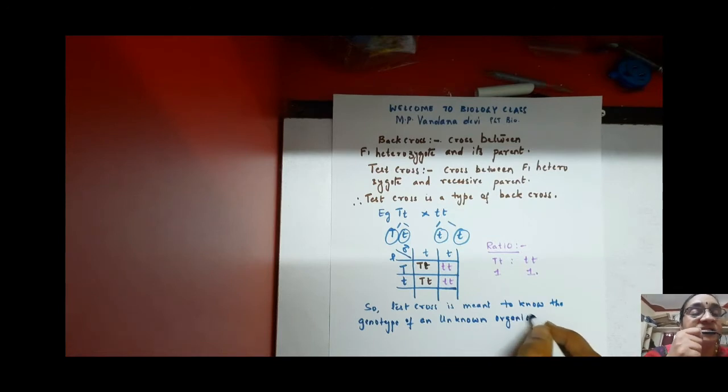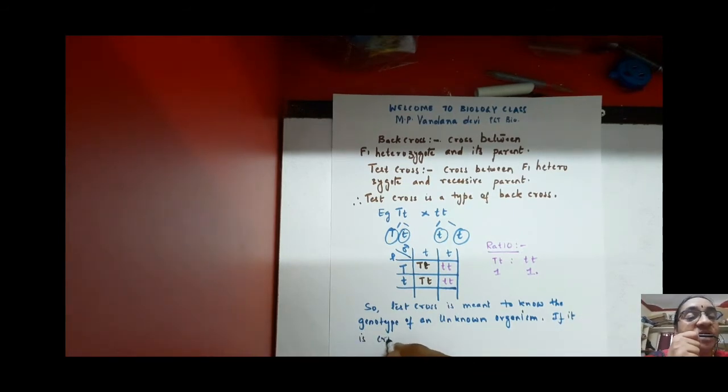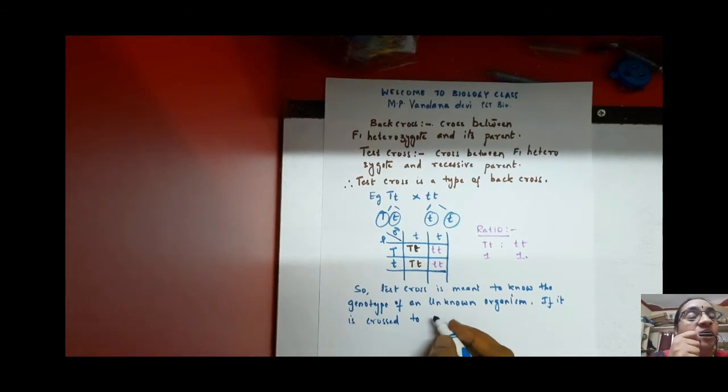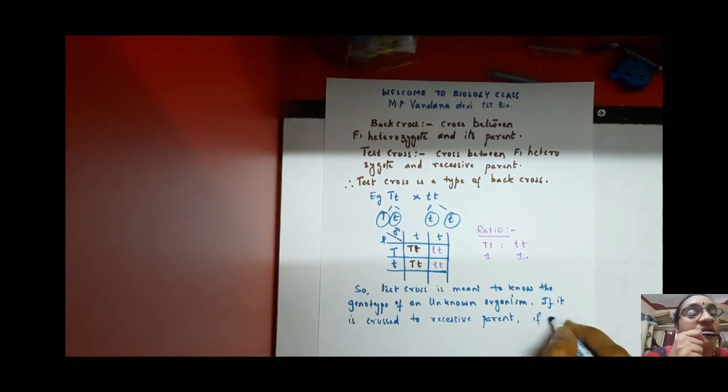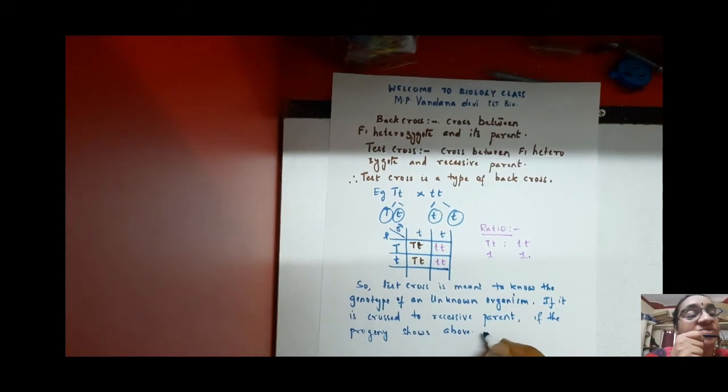Then, if it segregates like this, that is in a 1:1 ratio, you can expect that your unknown organism is heterozygous for the trait. And suppose all the progeny are of the dominant trait, then you can expect that your unknown organism is pure for the dominant trait. That's why a test cross will actually help you to decide the genotype of the unknown organism. Suppose you do not know, then you can decide by means of a test cross.